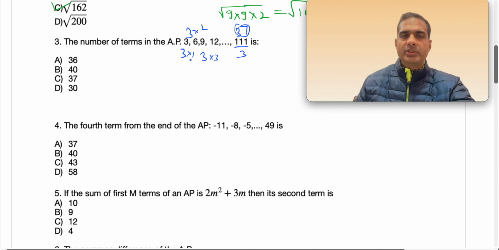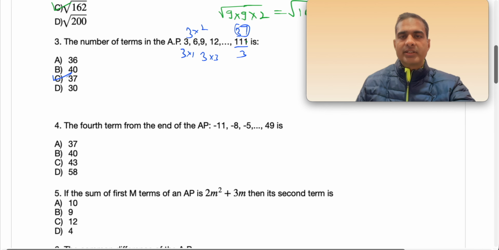So we started with 3 into 1, 3 into 2, 3 into 3, and we moved till 3 into 37. So there are how many terms? 37 terms are there in this series. So even without applying the concept of arithmetic progression, we found out the number of terms in the series. And if we want to apply the concept of arithmetic progression, we can do that also.